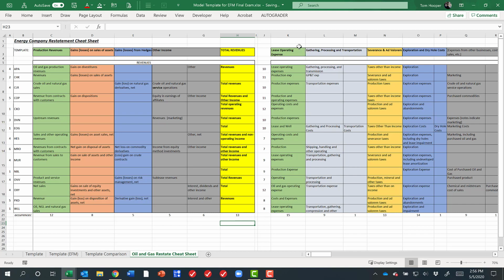Similarly, as we jump over onto the expense side, every single one of those 15 companies listed something that they called either lease operating expense, production expense, production and operating expenses, operating costs, lease and well expenses. You get the idea that these are the types of expenses that one has to pay to operate some wells on a lease. And so all 15 companies had that line item. So I thought, well, let's put that on the template that you leave this class with.